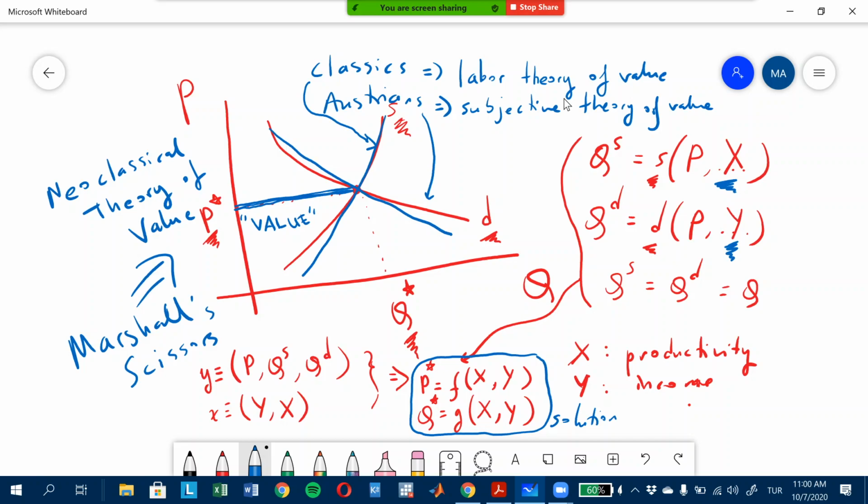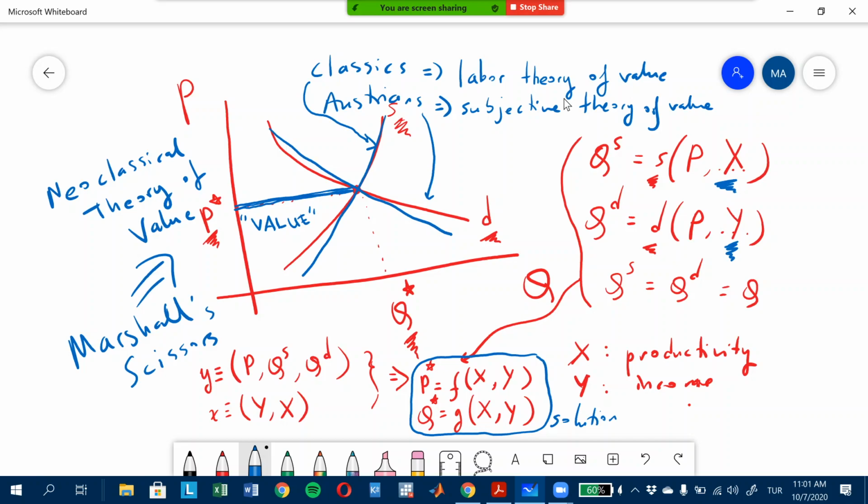So the neoclassical theory of value takes both the demand and the supply channels into account, and they argue the only type of value an economist can actually study in an objective manner is the price. Of course, this is also open to philosophical or methodological debates, but this was their view, and this is still the main foundational principle of the entire neoclassical analysis.